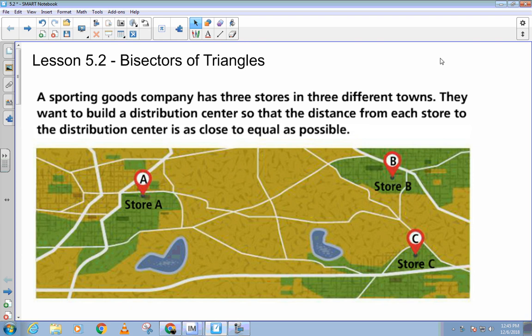Between what and what? Between which stores? You want to do B and C first? Okay, so here is the segment here, and this right here, that's about the midpoint, right? Okay, so that would be the perpendicular bisector.